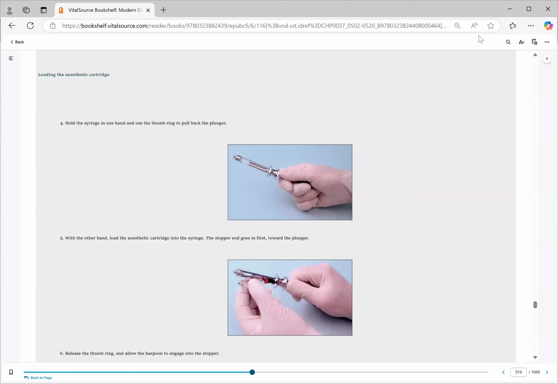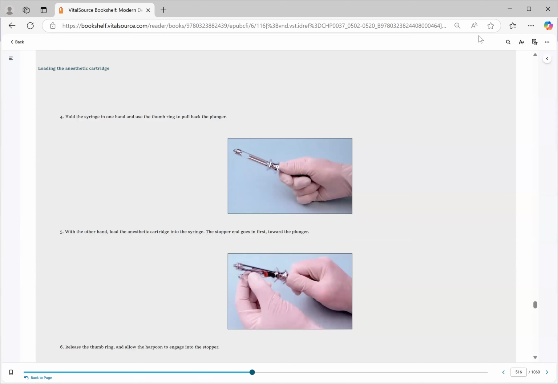To load the syringe, we're going to hold the syringe in one hand, use the thumb ring to pull back the plunger. With the opposite hand, we'll load the anesthetic cartridge into the syringe. The stopper is going to go in first towards the plunger. We'll release the thumb ring and allow the harpoon to engage into the stopper.